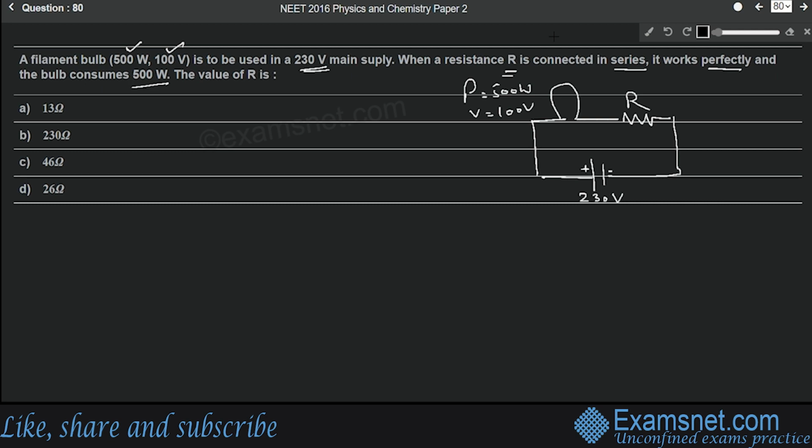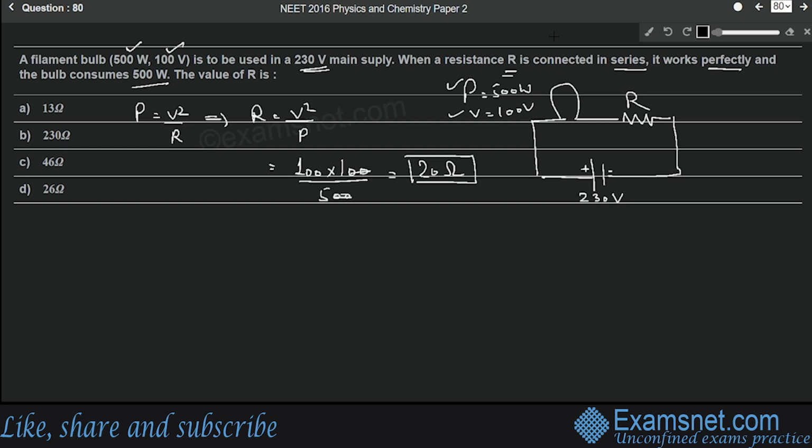Now if we talk about the bulb, power is given, voltage is given. We can find out the resistance and current. So P is equal to V square by R. You know this formula. So from here R will be equal to V square by P, right? V square means 100 square, so 100 into 100 upon the power P, that means 500. So this will be equal to 20 ohm. Resistance of this bulb is 20 ohm.